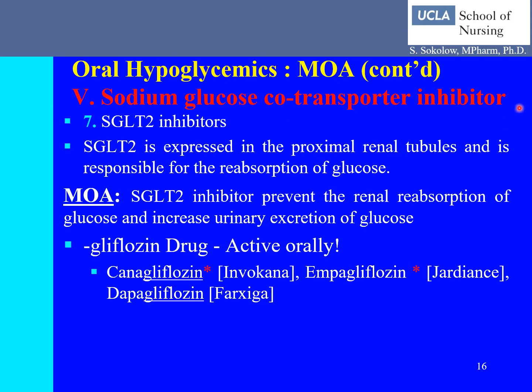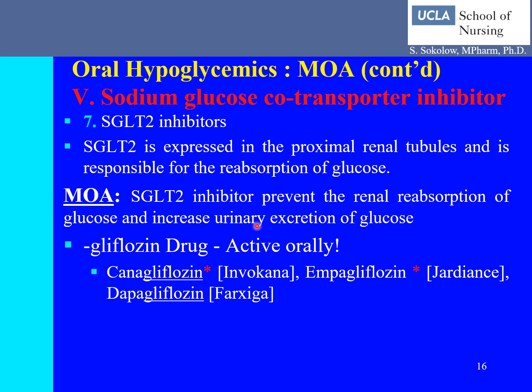Now you have the next class of agent, which is the sodium glucose cotransporter inhibitor, the SGLT2 inhibitors. This is also a newer type of oral hypoglycemic agent. This transporter is expressed in the proximal renal tubule and is responsible for the reabsorption of glucose in the kidney. So if you inhibit those transporters, then you prevent the renal reabsorption of glucose, and therefore you increase the urinary excretion of glucose.